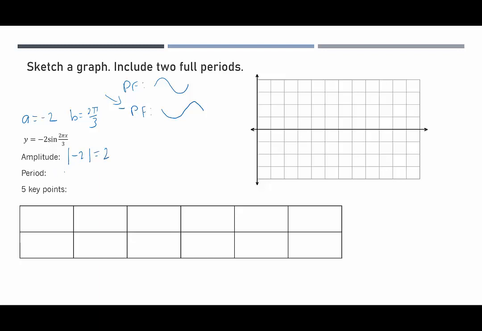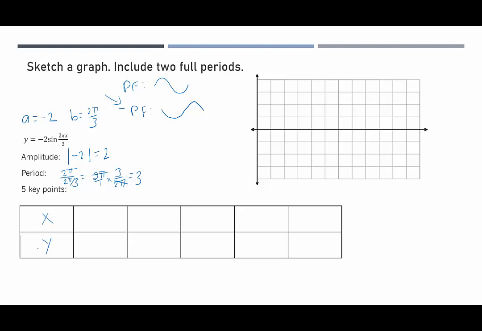The period is, what do we have here? We have 2 pi over B, where B is 2 pi over 3. So what ends up happening here is we end up with 2 pi over 1 times 3 over 2 pi. Ooh, and again, we get to work with nice increments here, so nice rational increments. Our period is 3. Next, we want to figure out our 5 key points.